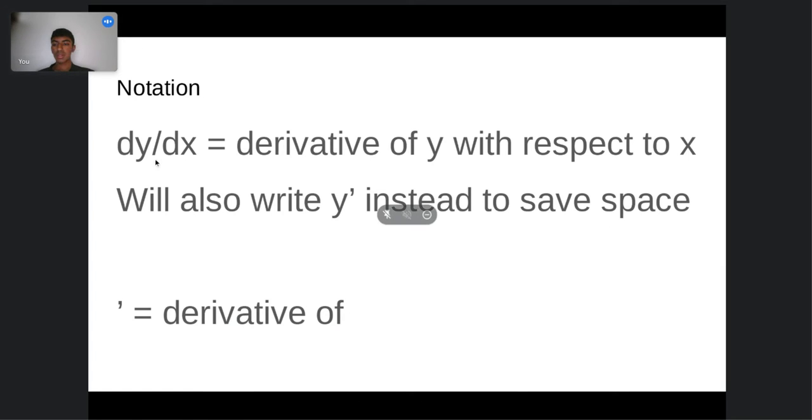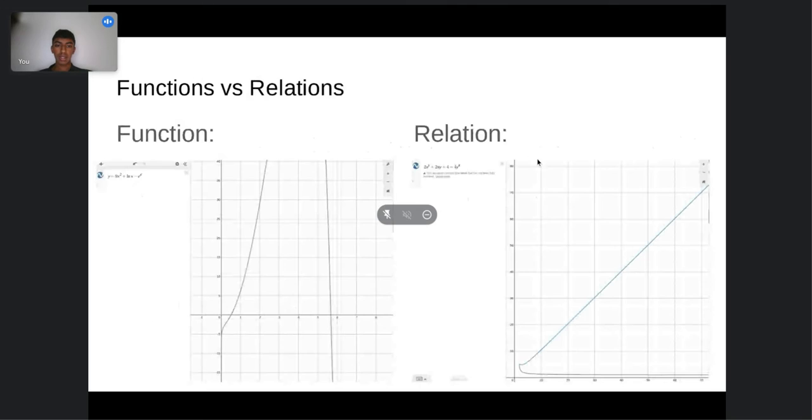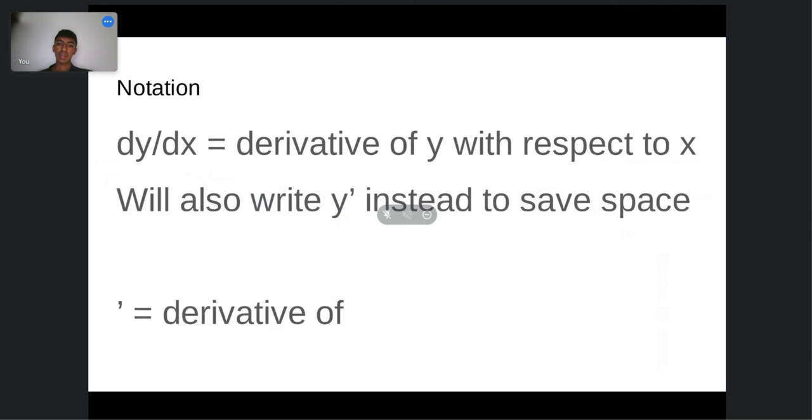Notation used: dy over dx is the derivative of y with respect to x. We're going to be using that a lot because we have 2 variables and we want to find the derivative. So we use the derivative of y. I will write y apostrophe to save space, and the apostrophe means derivative of.